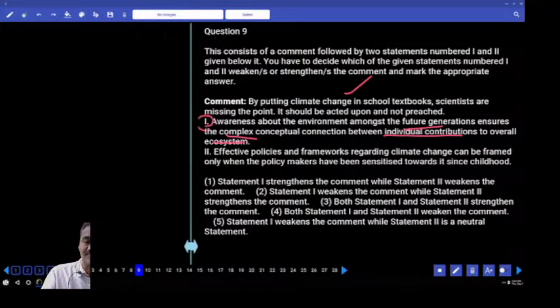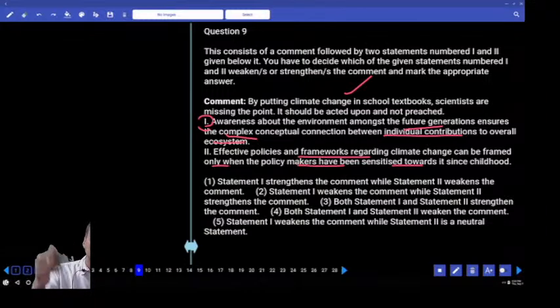Then coming to the second: effective policies and frameworks regarding climate change can be framed only when the policy makers have been sensitized towards its science. Now, if the policy makers have followed this, then only if they ask the remaining people to follow it, it would be more justifiable. So what is your answer? This is also supporting the above statement, and so both these two support. Choice 3, question number 9.